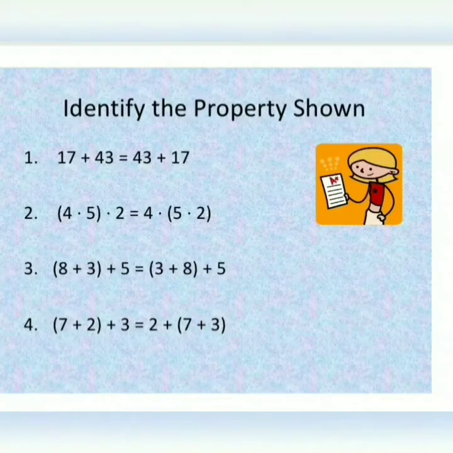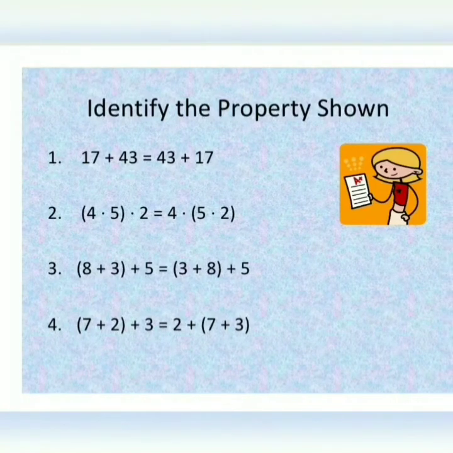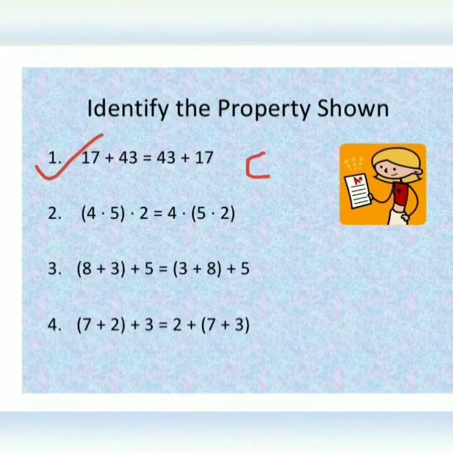Next is the exercise. Let us see whether we have understood the properties or not. In this, we have to identify the property which is shown. Now see the first one. In the first one, we have 17 plus 43 equal to 43 plus 17. Which property is it? This one is the commutative property.